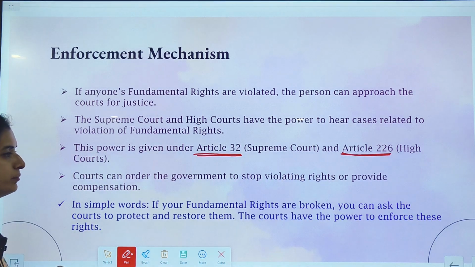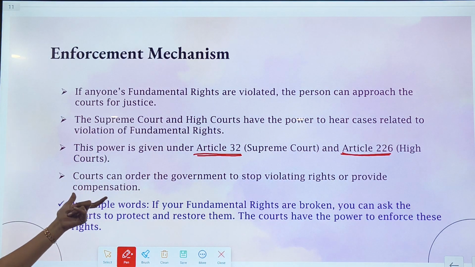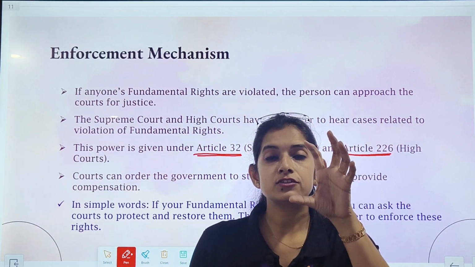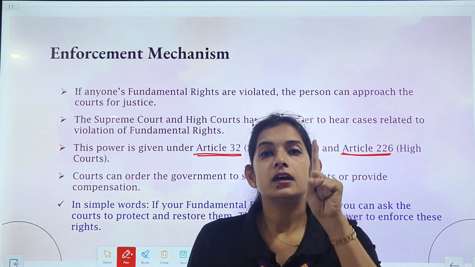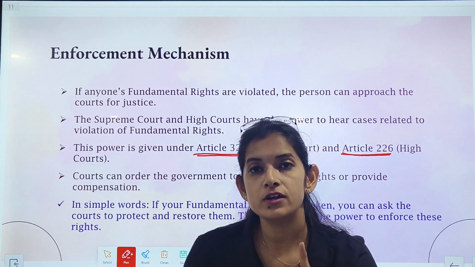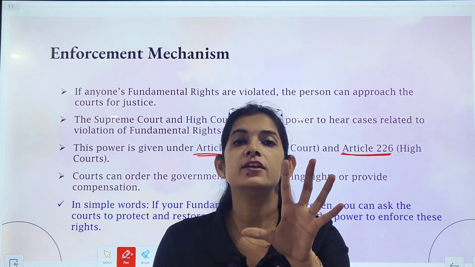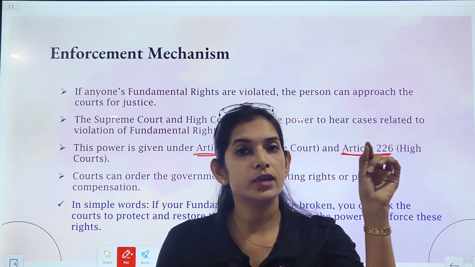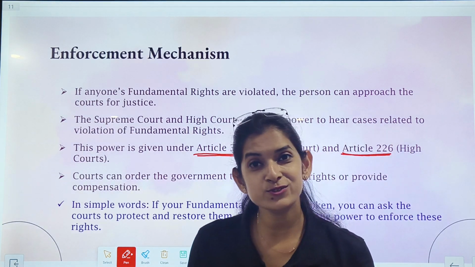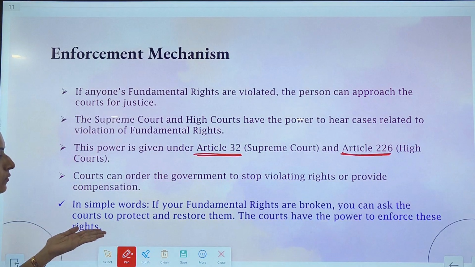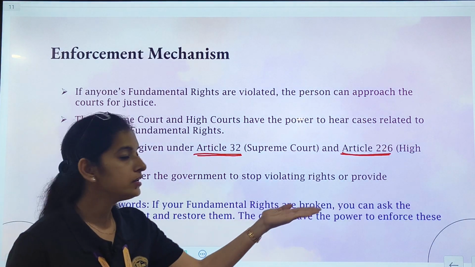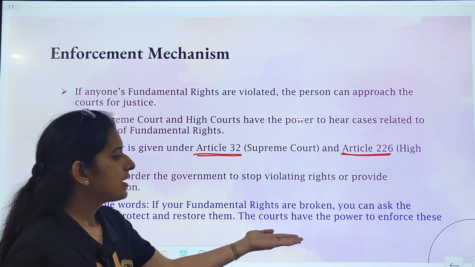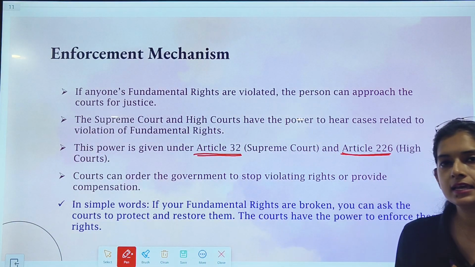The court can order the government to stop violating the rights and provide compensation. That is, even if the government is actually hampering your rights, the court can pass an order and they can stop the government whenever they do so. Understood? Next, in simple words, if your fundamental rights are broken, you can ask the court to protect and restore them. The courts have the power to enforce these rights.